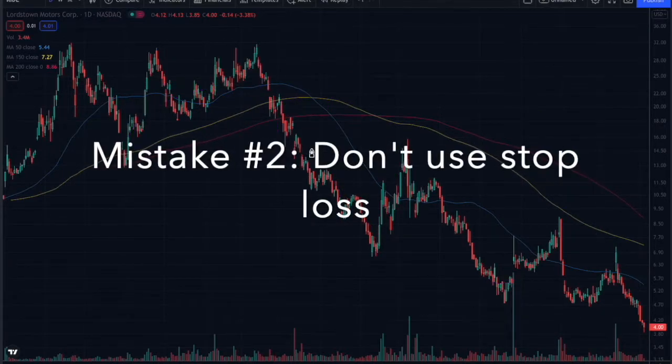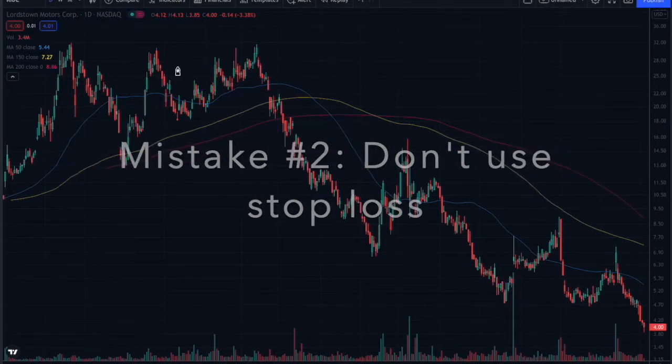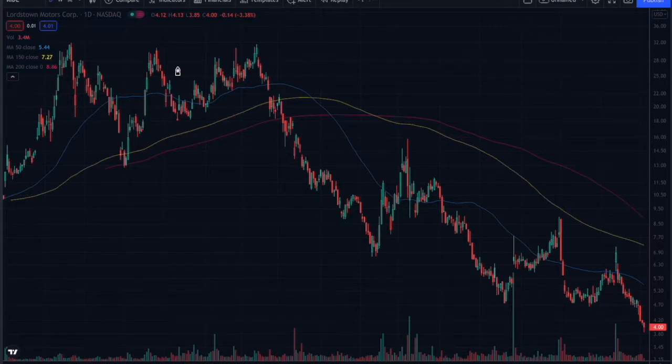Okay, now that brings us to mistake number two. So you make sure the stock you like is not in a downtrend and you put in your buy order. Let's say you buy right here. And a week later, the stock you just bought is down. You must avoid the mistake of holding on to a loser.